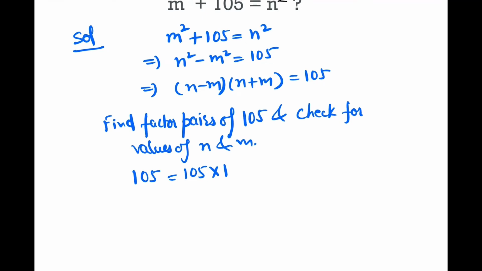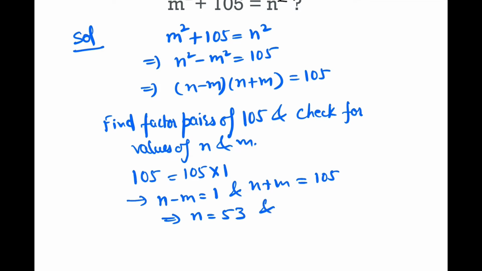So this means we can write it like that: n minus m equal to 1 and n plus m equal to 105. When we solve these two equations, we get n equal to 53 and m equal to 52. So this one is first.